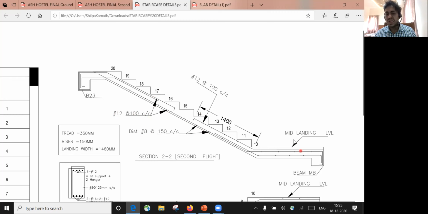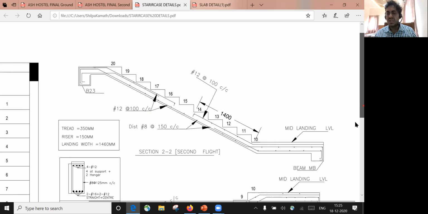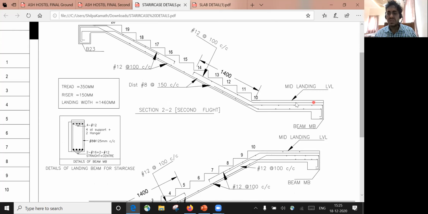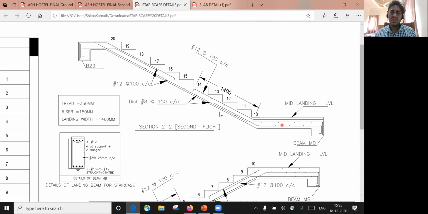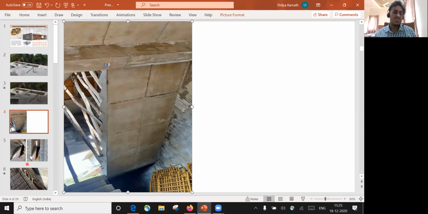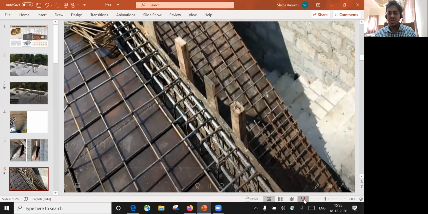And this is my mid landing beam. MB stands for mid landing beam, and this is my landing level. This is the place where I do the landing. So this is how it is, right? Main bars are 12 mm at 100 mm center to center spacing, and distribution bars are 8 mm at 150 center to center spacing. Even here it is the same thing. This is how we have to provide. So this is my first flight, and this is my second flight. We'll try to see a video of how this staircase is done practically, so that we get an idea.